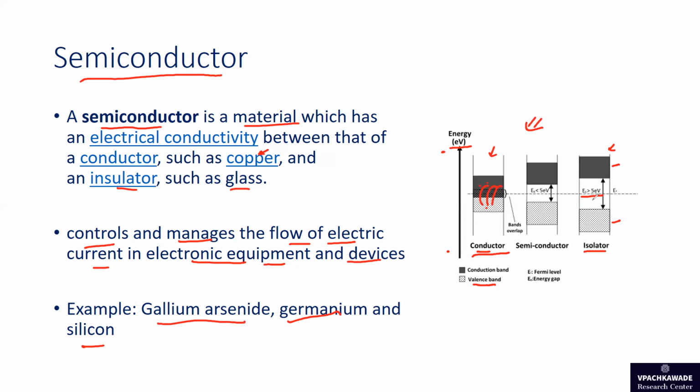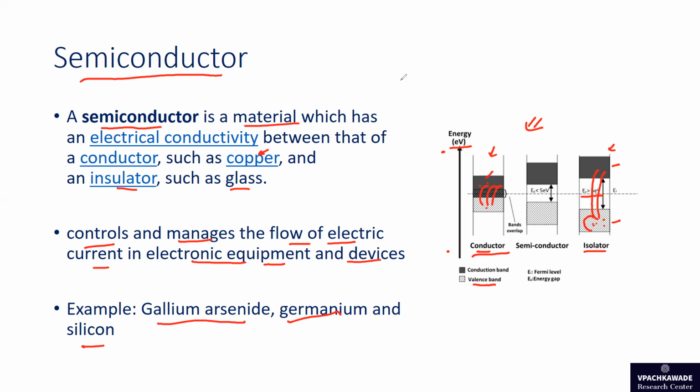This energy needs to be overcome by these charge carriers right here so that conduction in an insulator can be possible. So there is a strict requirement. That's why insulators, as we know, do not conduct electricity as easily as conductors do.